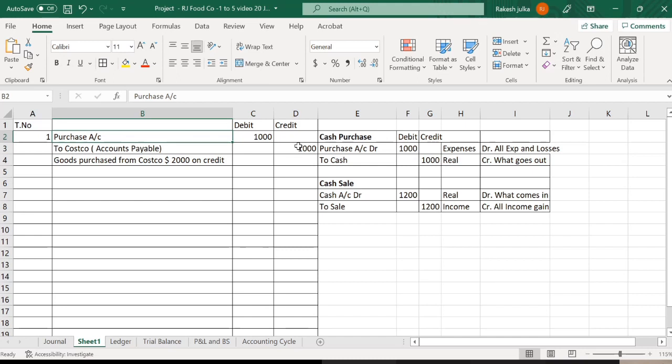This is about the purchase, and I'm going to make one more entry that is related to a sale, a credit sale. Here I'm going to write the second journal entry. The second journal entry is about goods sold to maybe our other customer, Messrs.